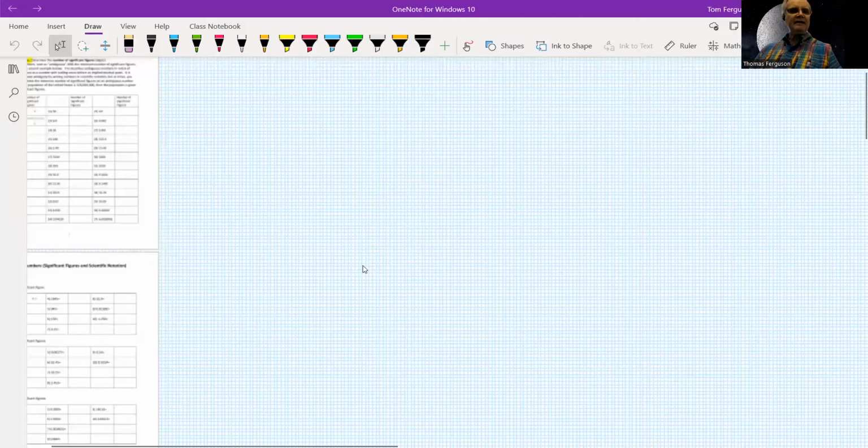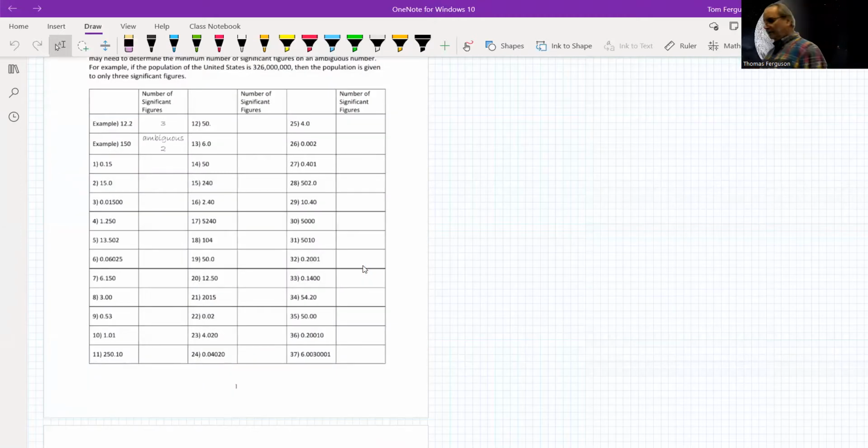This is the first page of your worksheet tonight. And what you're going to do is you're going to try to figure out how many significant figures are in these numbers. Because when you do a problem, it's similar to this metaphor. If you have a chain with 10 links in it, 9 of the links are good for 100 pounds. The 10th link is good for 10 pounds. How much can you lift with that chain?